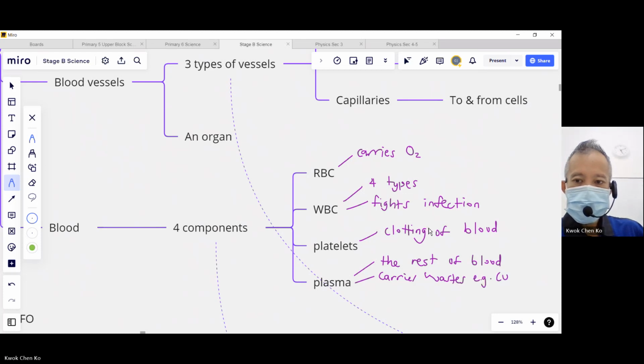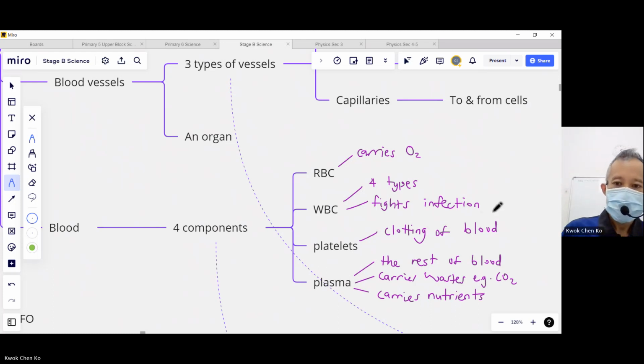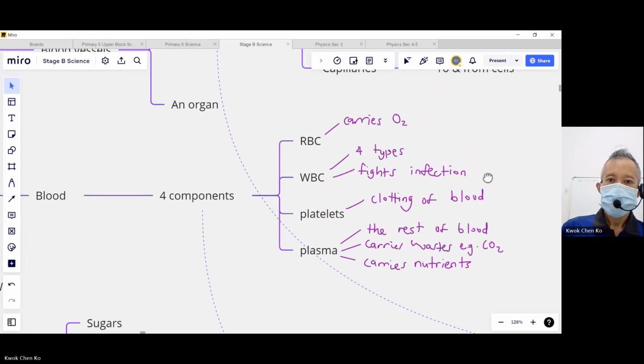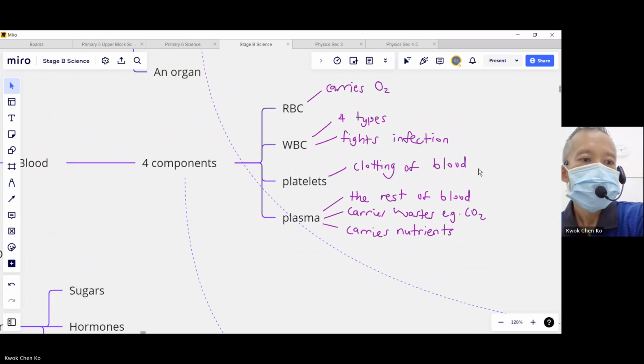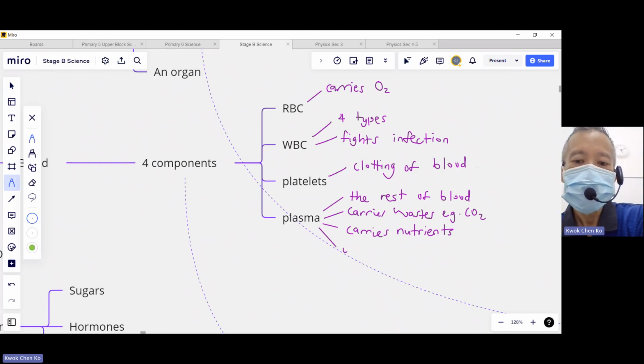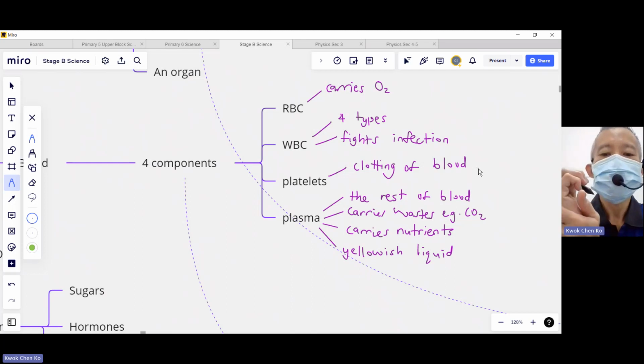Right. But obviously it also carries your nutrients, except for O2. And if you can separate it out, it can be done in the lab. It will be a yellowish liquid, even though it doesn't flow very well. Okay, yellowish liquid.